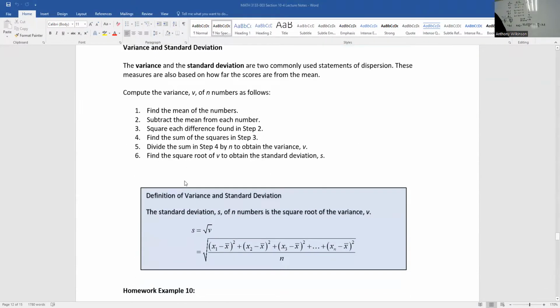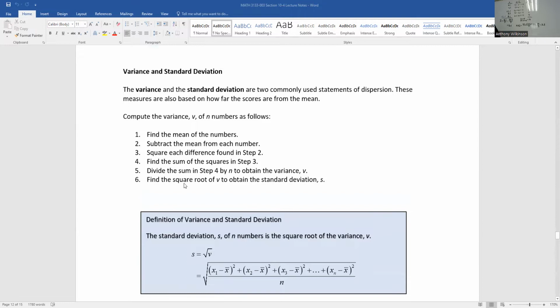All right, so now let's take this a little bit further. Finding the variance and the standard deviation. Now, these are the 2 commonly used measures of dispersion. As we already talked about range. Now we got variance and then we got standard deviation. Now, these measures are based on how far the scores are from the mean.